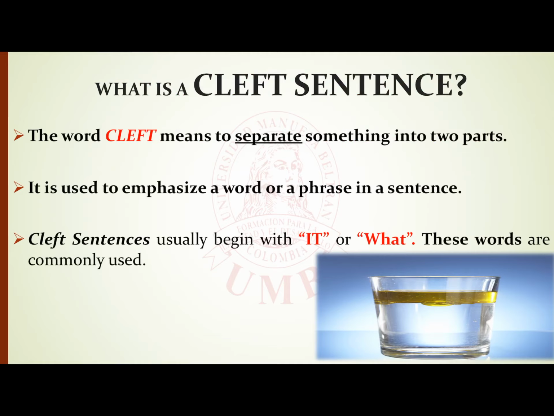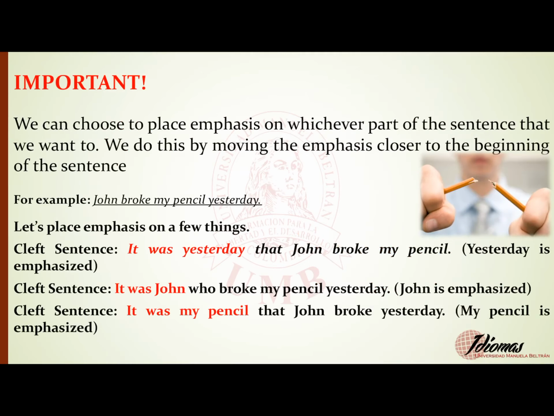If we have a cleft sentence that begins with the word it, for example, it was Sandra, it is called an it cleft. If the cleft sentence begins with the word what, it is called a what or WH cleft or a pseudo cleft. I will give you examples of these in a while. We can choose to place emphasis on whichever part of the sentence that we want to.